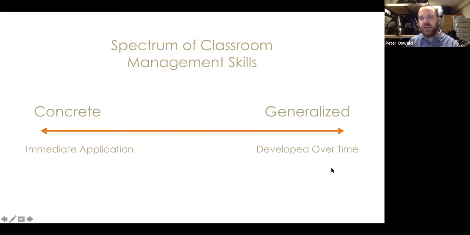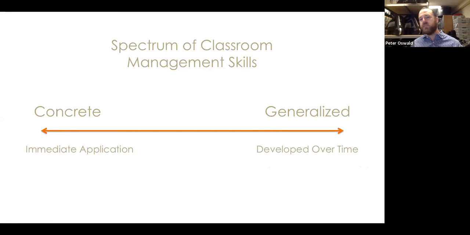That being said, I want us to think throughout today's lesson about this. We sort of have a spectrum of skills related to classroom management. We have very concrete things we can do that we can apply immediately, hopefully next week in your first teaching. Things like knowing your students' names, having a solid plan for your class, having procedures or expectations. Those are very concrete things that you can say, check off the box, I'm good to go, I have that.